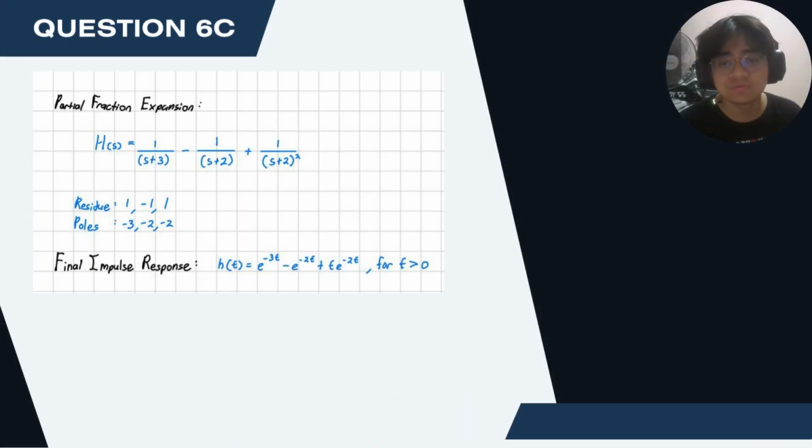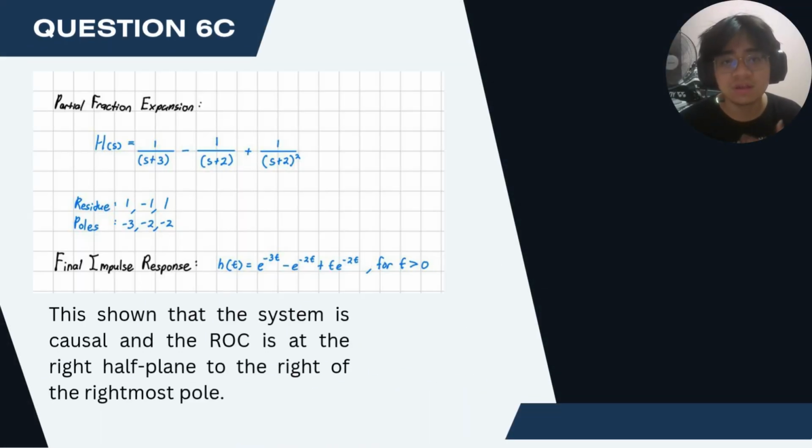From the residue and poles from the code, we can actually inverse Laplace it to find the final impulse response as shown in the slide, and this shows the system is causal and the ROC is the right half plane, to the right of the rightmost pole.